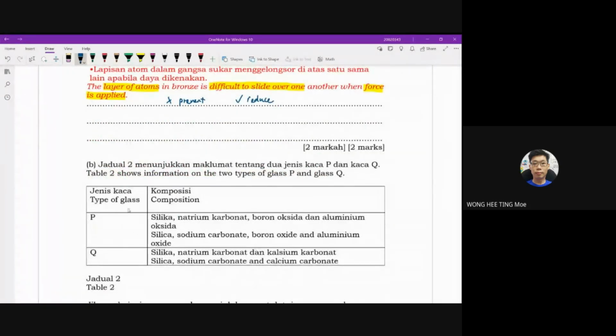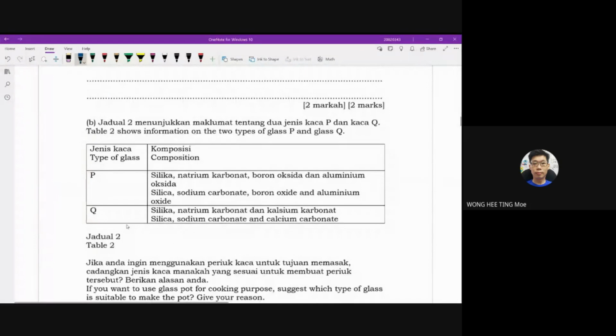Okay, there are two types of glass, P and Q. P is silica, sodium carbonate, boron oxide, aluminium oxide. Q is silica, sodium carbonate, calcium carbonate. So class, what is P? What is Q? Anyone know what P is and what Q is? Q we discussed just now already. So what is Q, class? It is soda lime, right? Okay, soda lime. But how about P? What is glass P? Anyone know?